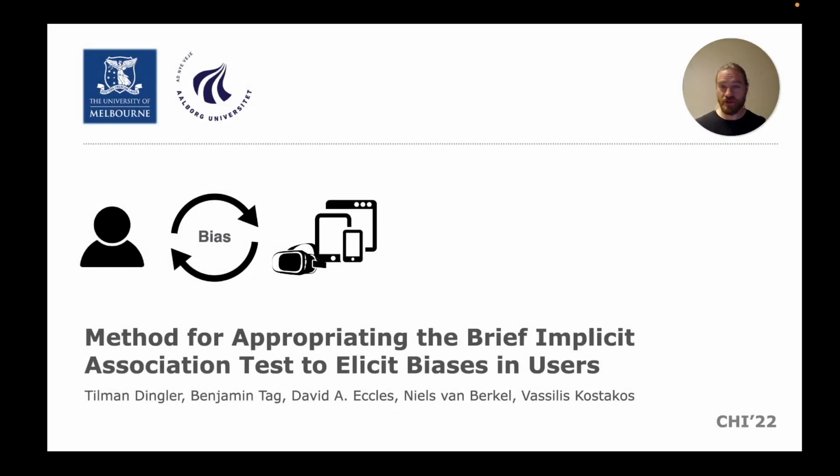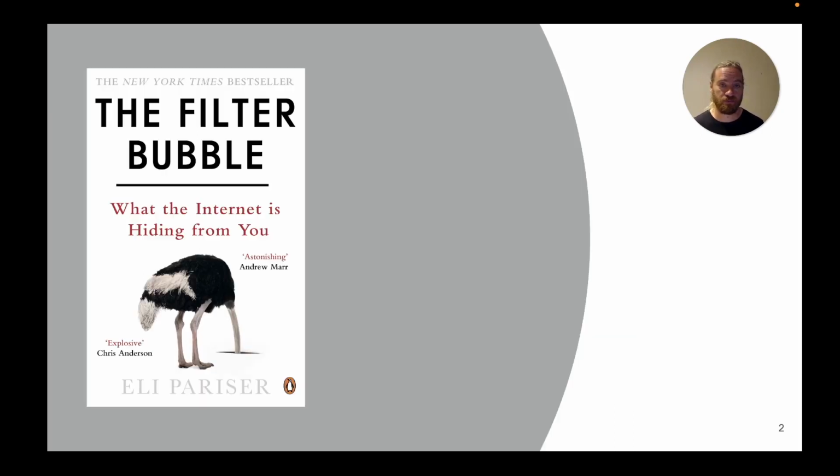Good day. This is a short presentation of our paper Method for Appropriating the Brief Implicit Association Test to Elicit Biases in Users, published at SIGCHI 22. My name is Tilman Dingler, and I am presenting this work on behalf of my co-authors Benjamin Tag, David Eccles, Niels van Berkel, and Vassilis Kostakos.